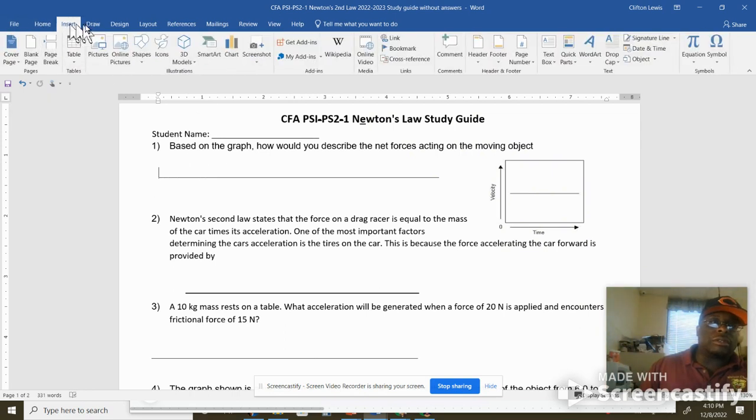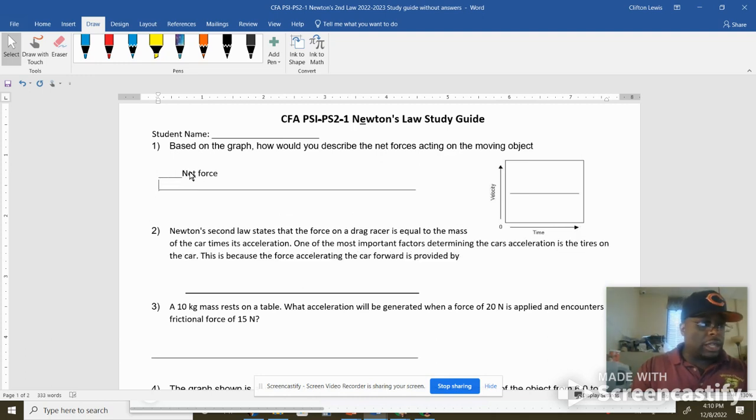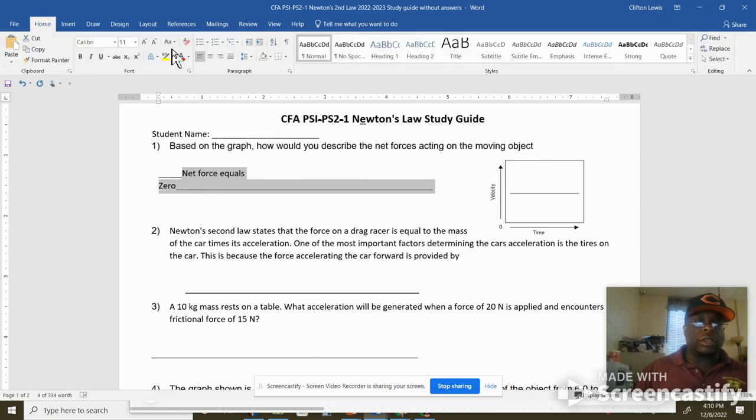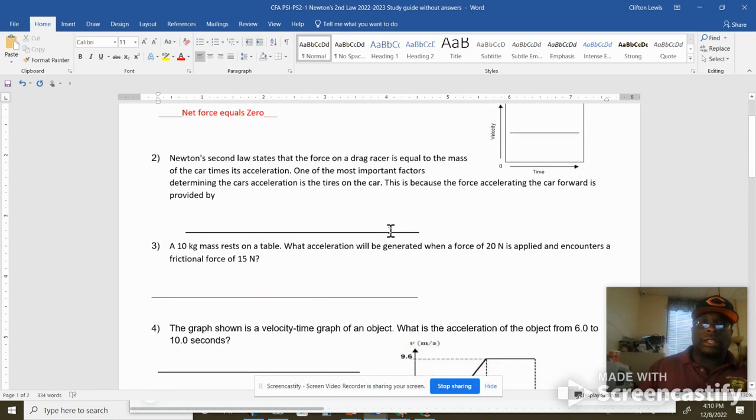So the correct answer, what I would want you to type in here, you've got these draw tools, would be net force would equal 0. That net force will equal 0. Make sure you get that down. Net force equals 0 on this object. Let's try the next one.